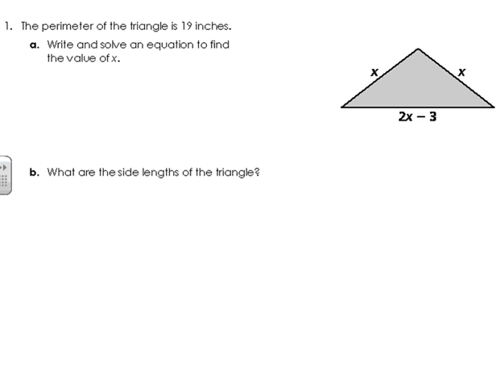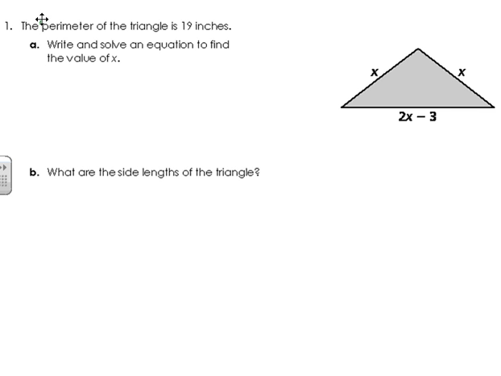This is the unit review for the equations quiz that's coming up. For number 1, we have a diagram of a triangle. That's an isosceles triangle. 2 of the sides are the same length and the third is a different length. It says the perimeter of the triangle is 19 inches. Write and solve an equation to find the value of x.